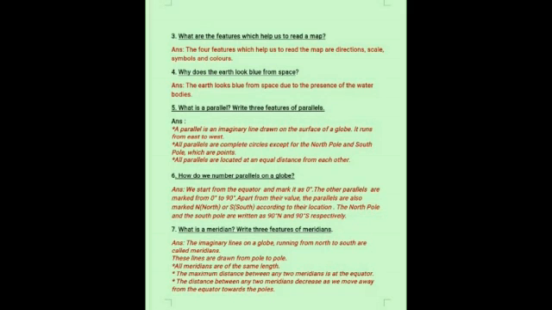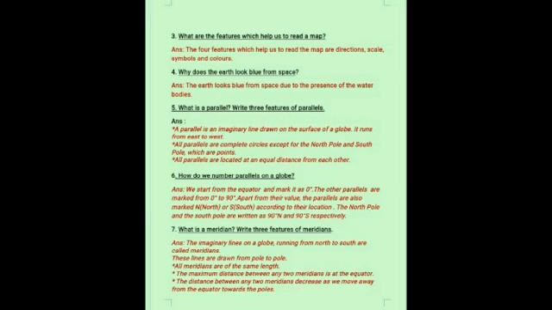So the next question is, what are the 4 features which help us to read a map? So what are they, children? They are direction, scale, symbols and colors. Okay, should not forget, keep in your mind. Fourth one, why does the earth look blue from space? The earth looks blue from space due to the presence of the water bodies.